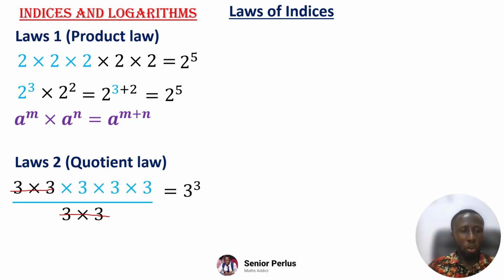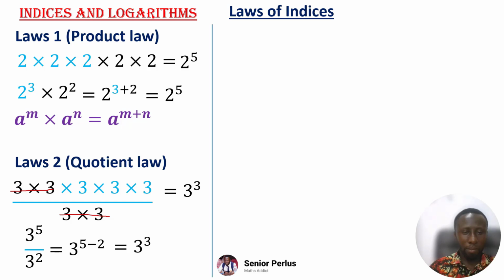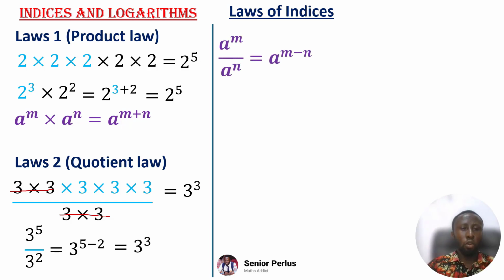I can also rewrite this as 3 to the power 5 divided by 3 to the power 2. Since it's division, we just maintain one of the bases, then we subtract the powers. Unlike multiplication, where we add the powers, in division we subtract. Let's see, we get the same thing: 3 to the power 3. From this idea, we develop the quotient law as this, or we can rewrite it as this.